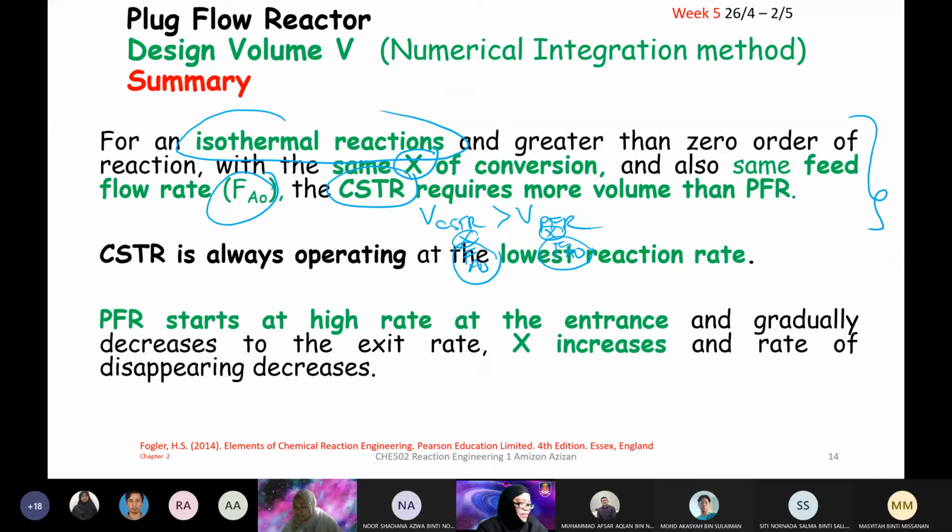So why do you choose PFR? Sebab dia require less dari CSTR. So maybe in terms of costing ke apa. Betul lah tu. Kenapa tak yakin?